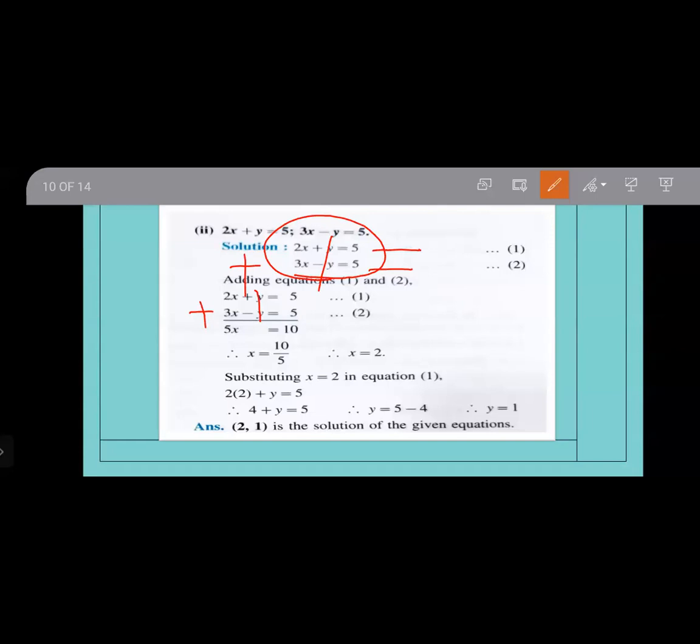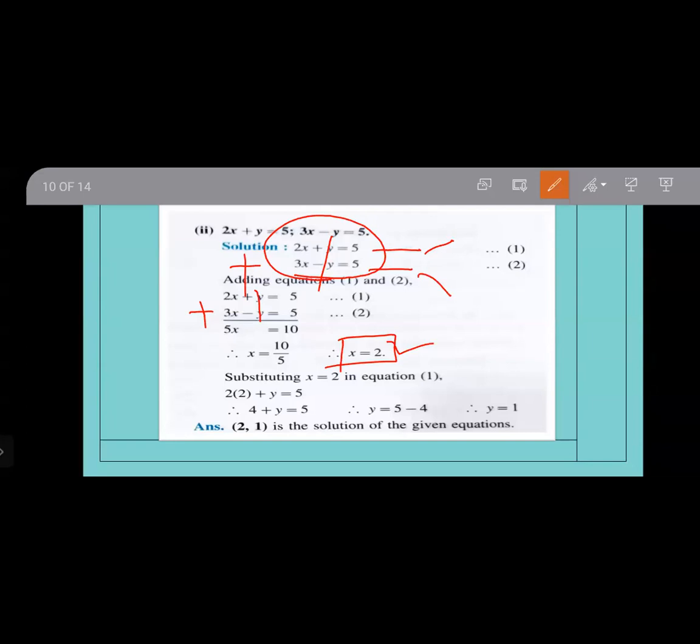2x plus 3x, that is 5x, is equal to 5 plus 5, which is 10. So x is equal to what? 10 upon 5, which is equal to 2. It's so simple. And this value for x you can substitute in either equation 1 or 2. So substituting in equation 1, that is 2x plus y equals 5. So 2 into 2, that is 4, plus y equals 5. So y equals 1.